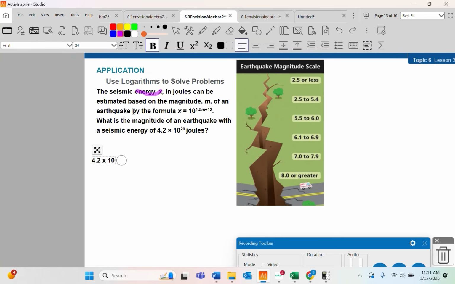4.2 times 10 to the 20th must equal 10 with an exponent of 1.5m plus 12. All right, so let's identify some parts here. This is my base. This is the base's exponent, which means this is my argument. So what I'm going to do is convert into a logarithm. I'm going to have a log whose understood base, but I'm going to write it anyways, is 10. Her argument is 4.2 times 10 to the 20th power, which I'm just going to push buttons on the calculator.